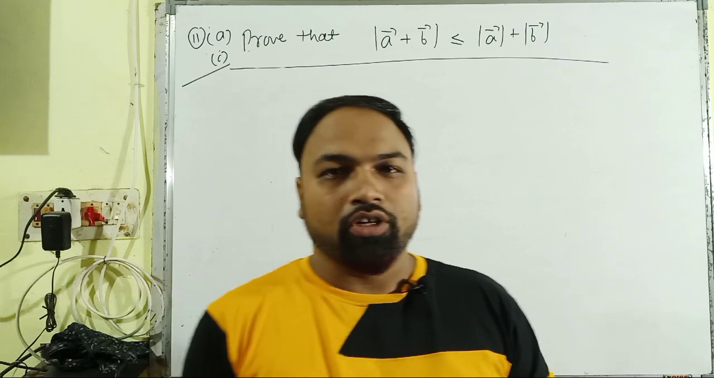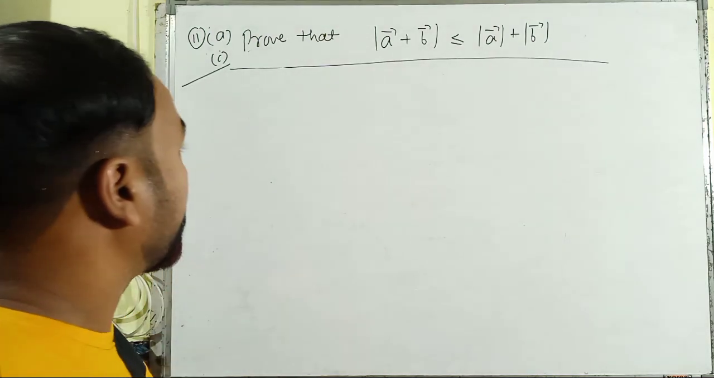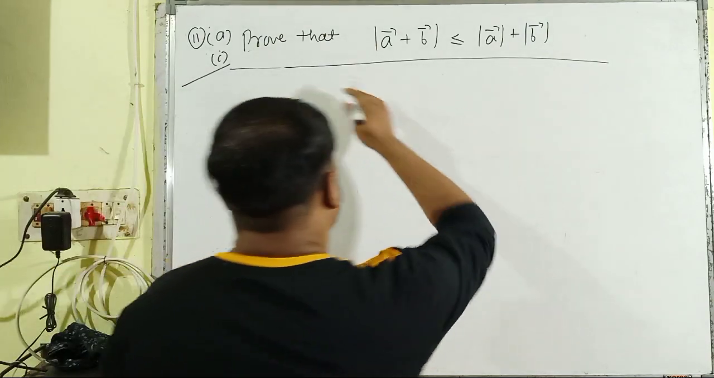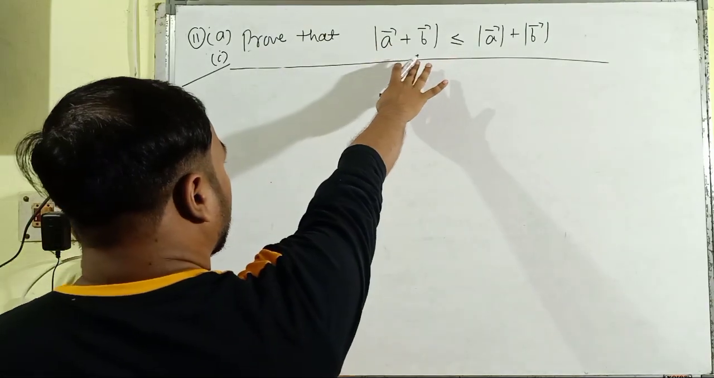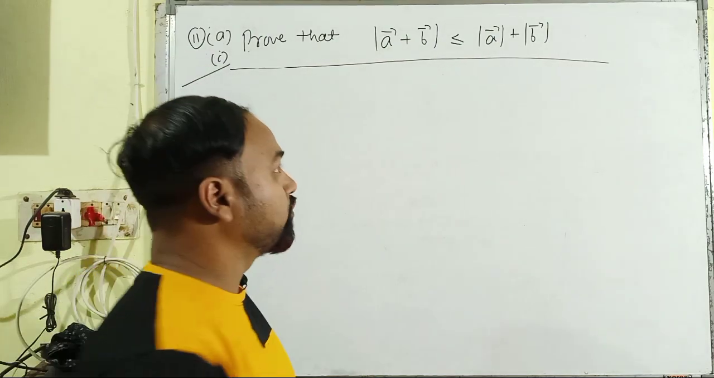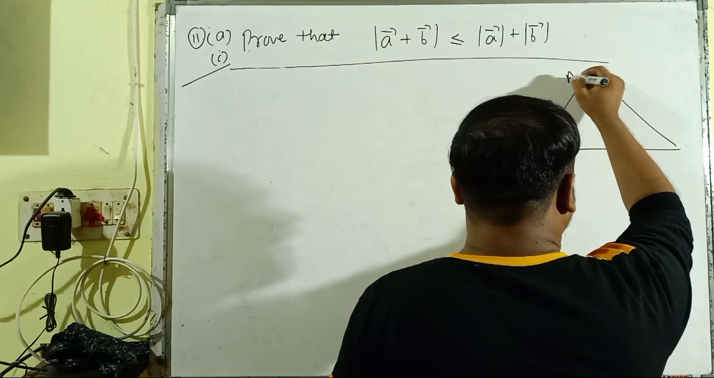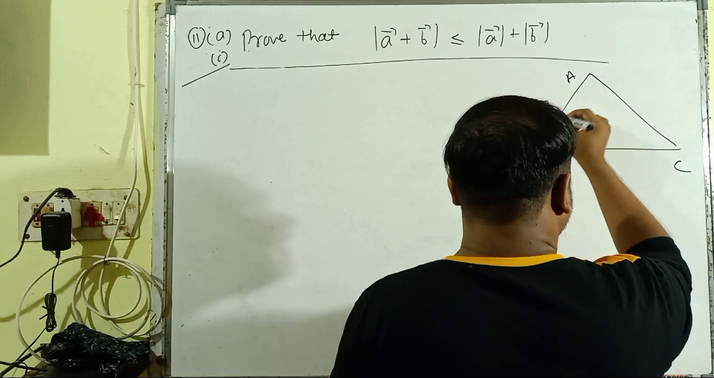Let us proceed through the exercise part, starting from the rest of the problems, number 11. We have to prove that the magnitude of a vector plus b vector is less than or equal to the magnitude of a vector plus the magnitude of b vector. First of all, we have to go through a triangle, and let ABC be any triangle.